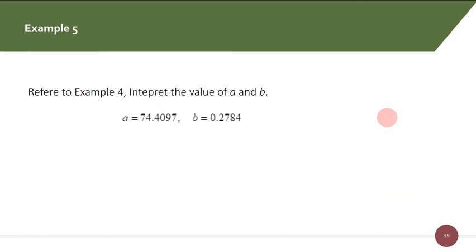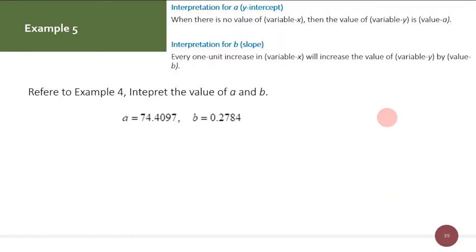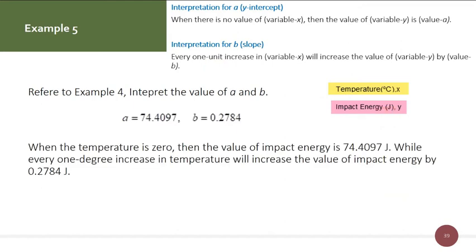Refer back to example 4 and then interpret the value of A and B. So we look back at how you want to interpret A and B from your previous notes. Check back what the variable of x is. The variable of x is the temperature, and the variable of y is the impact energy. What you can see between these two is temperature and impact energy. We see first, by following this way, how to interpret.